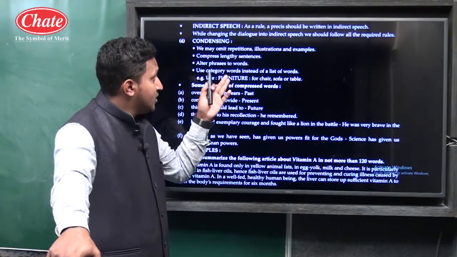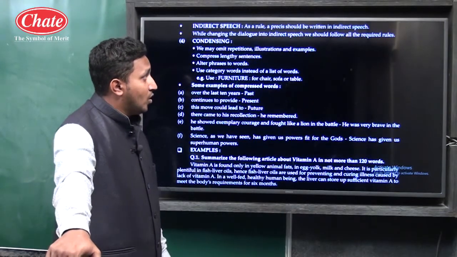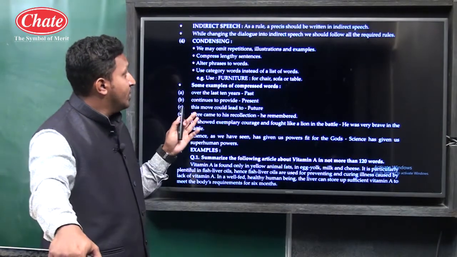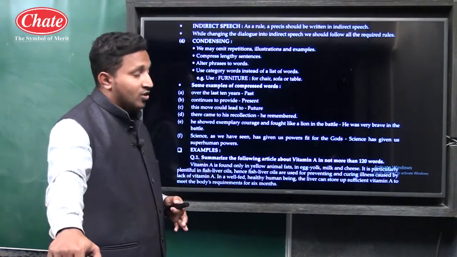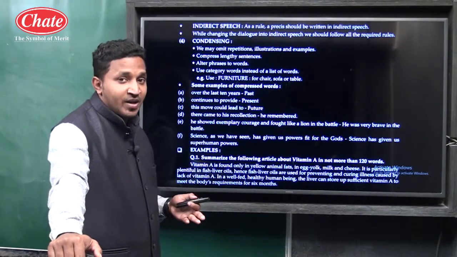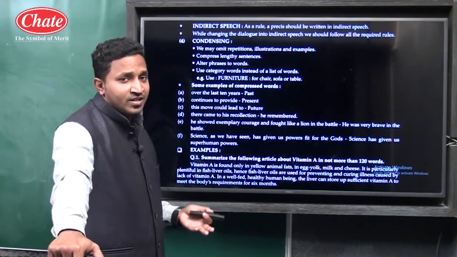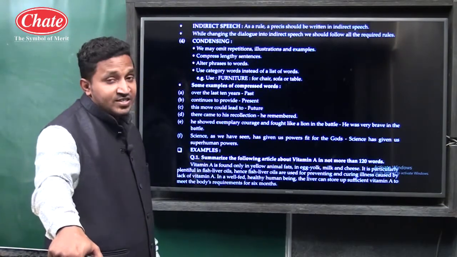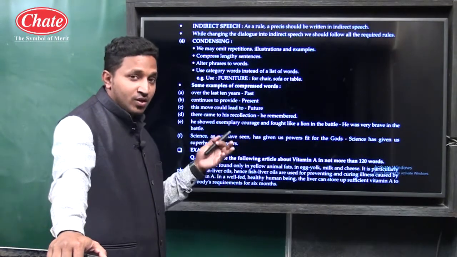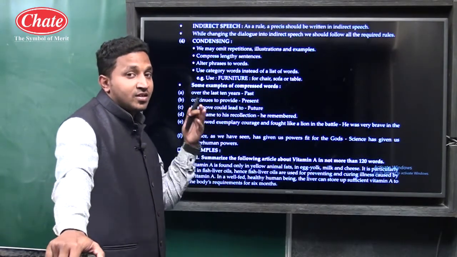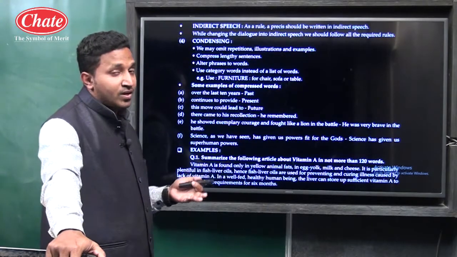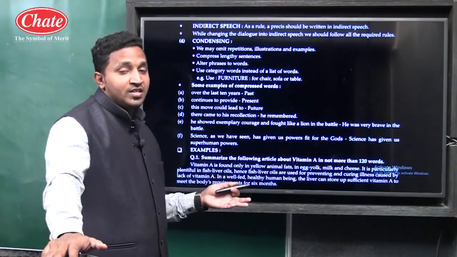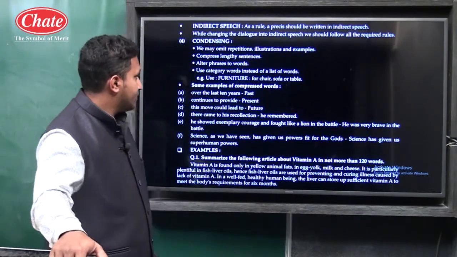While changing dialogues into indirect speech, we should follow all the required rules. While condensing, we must omit repetition, illustrations or examples. Whatever examples are given in the passage are not required in summary writing, so we should try to omit them. Compress lengthy sentences. If we write sentences in a bigger form, the summary will be bigger. That's why lengthy sentences should be made short.